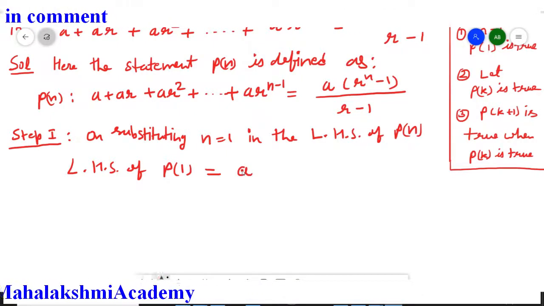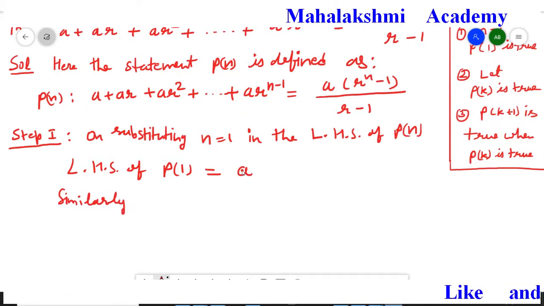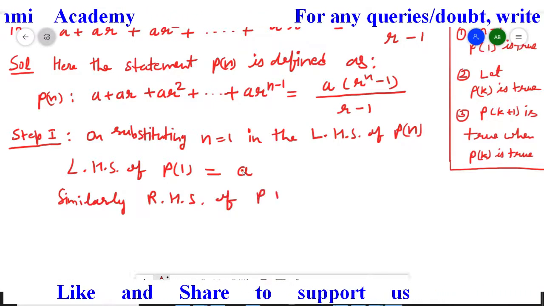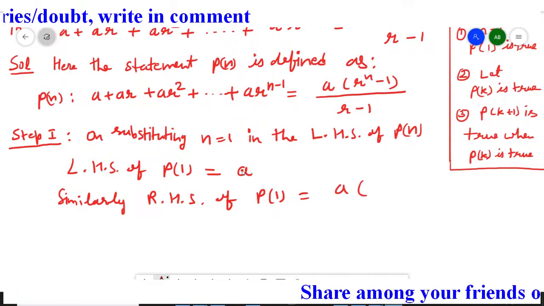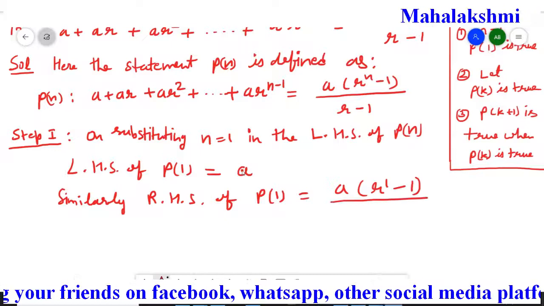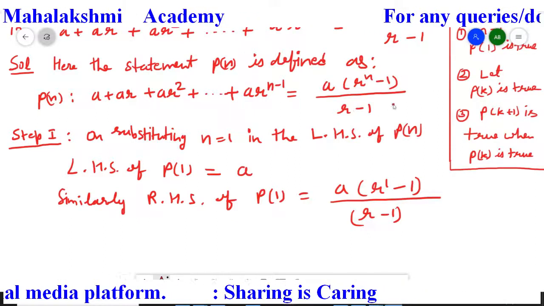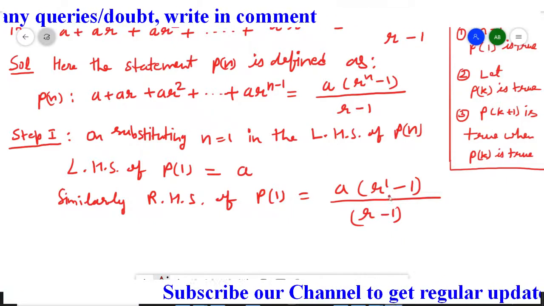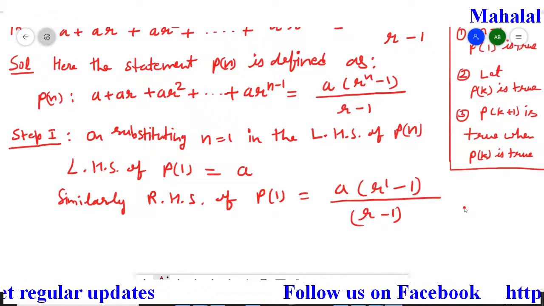So that is a. Similarly we will get the right hand side also. Similarly, the right hand side of P1. In the right hand side also, instead of n we have to write 1. So r to the power 1 minus 1 divided by r minus 1. What we have done is in the right hand side instead of n I wrote 1 and the other I kept as it is. Now after substitution we found that these brackets are the same, so they will cancel, and we are left with only a. So we will write here a.